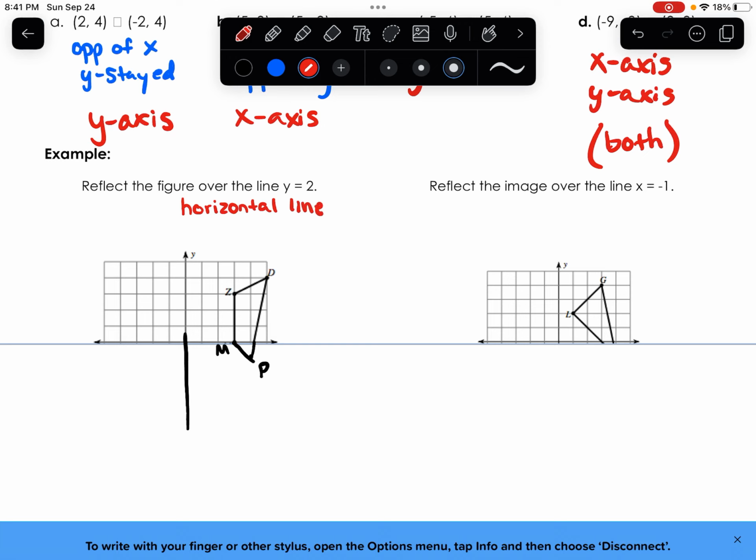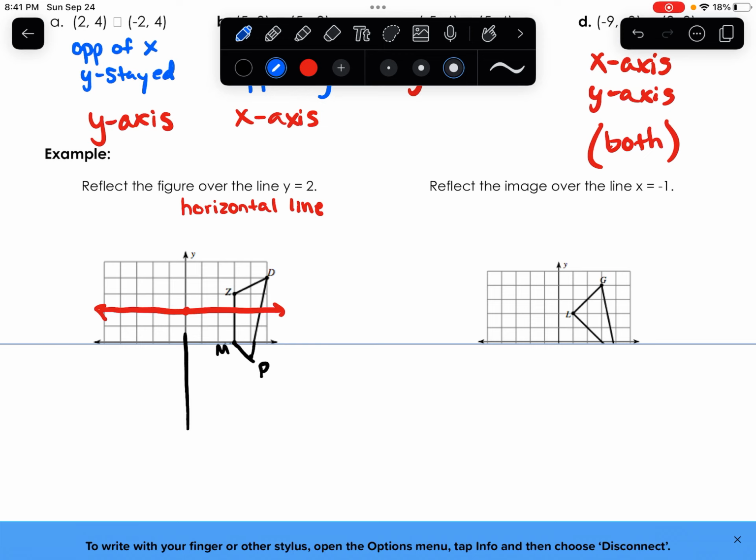So I am going to go on my y-axis to y equals 2, and I am going to draw a horizontal line at that point. Okay, so I'm going to reflect this across the line y equals 2. Just like we did before, I'm going to count to see how many points above or below I am, so I know where to plot my new point.